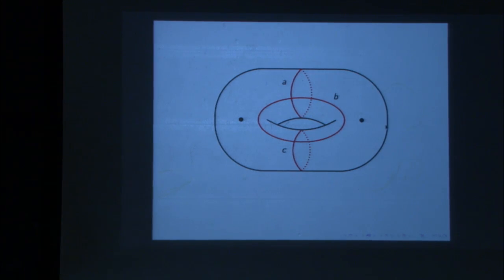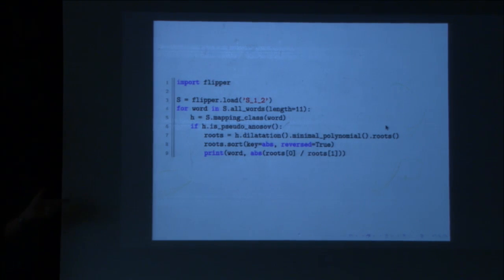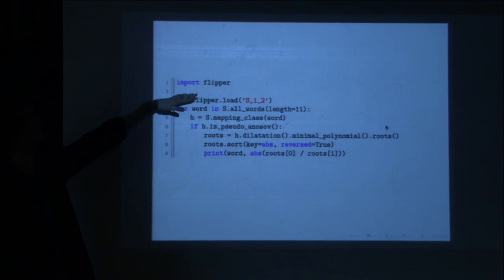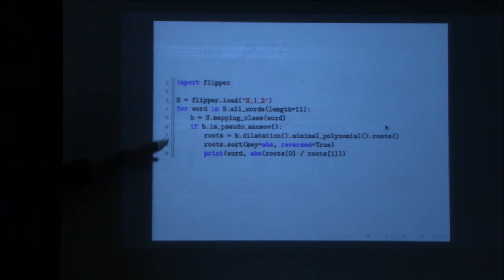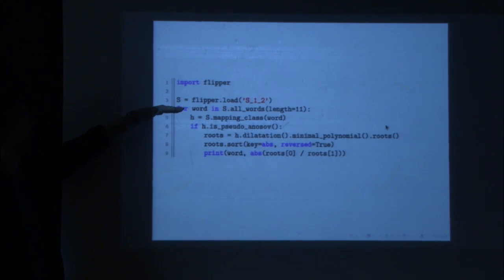And really the way we went about this, and maybe this is a really good advertisement for maths by computer, is brute force computer experimentation. It turns out that the amount of code you need in order to get these examples to work is fairly minimal. There's this nice library called Flipper that I wrote, which takes care of most of the work for you. But essentially, all you need to do is load in one of these examples, and you can just work through all of the mapping classes of a particular length.